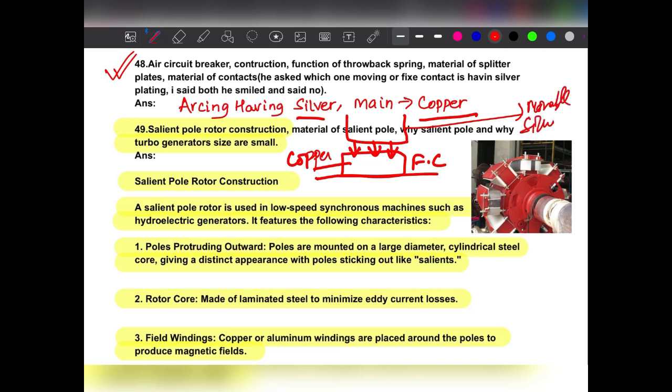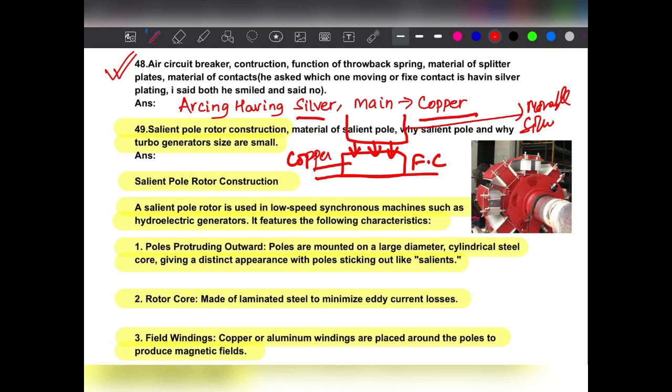Why are we using this? Whenever you close the breaker, a very high arc is produced due to the closing and opening of the breaker, and we have to extinguish this arc, otherwise our ACB will be damaged. So how can we extinguish it? We use an arc chute for splitting the arcs, and we use silver for the arcing contact because it has high arc resistance, so it can resist a high arc and survive up to a high temperature also.